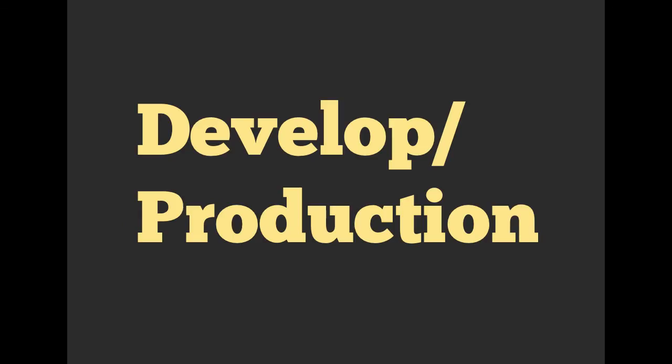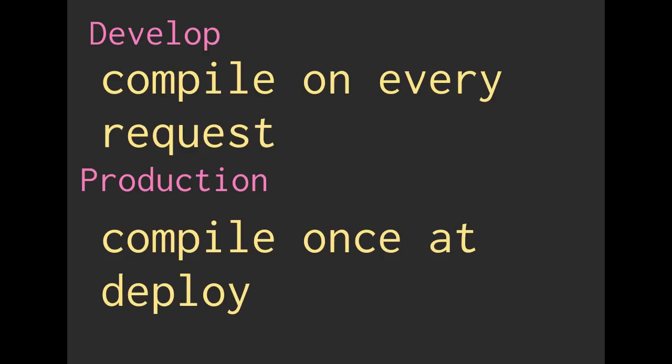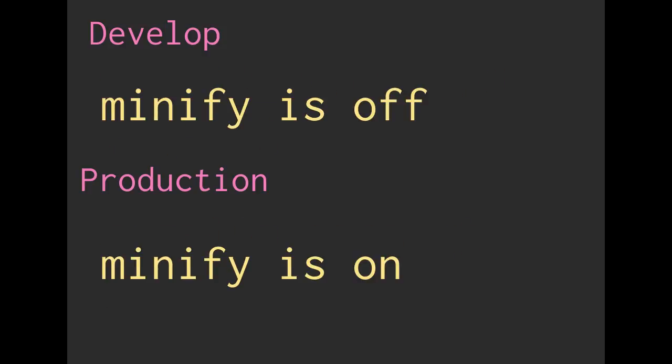All right, the last thing we're going to talk about in the asset pipeline section is the difference between development and production. So on your development environment, you're going to compile on every single request, versus in production, you're only going to compile once at deploy. If you're using Heroku, we're actually going to run a task called rake assets:precompile that is given to us via Rails.